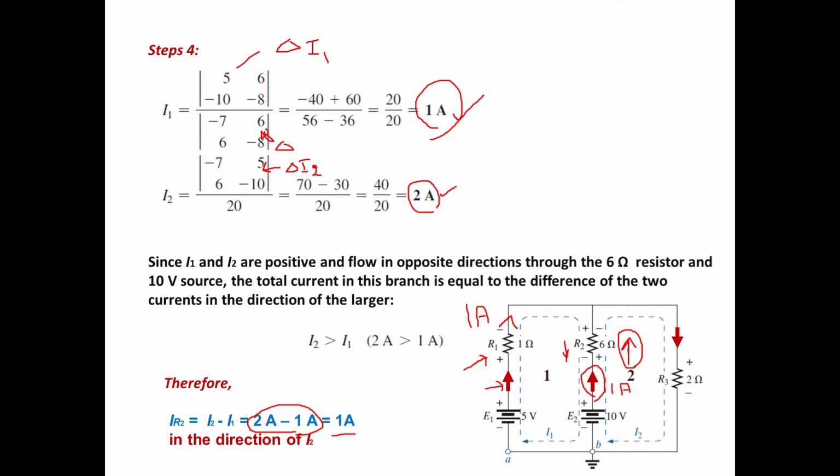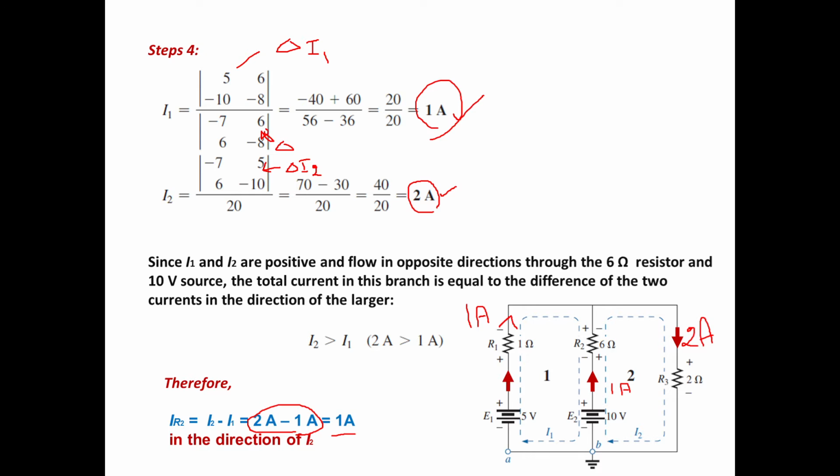So the current here is 2 amperes and there is no confusion about the direction because there is only one current. So this is the final analysis. If I rub the unwanted things, you will find the answer as written here. So this is our answer.